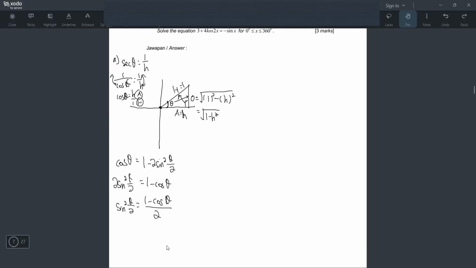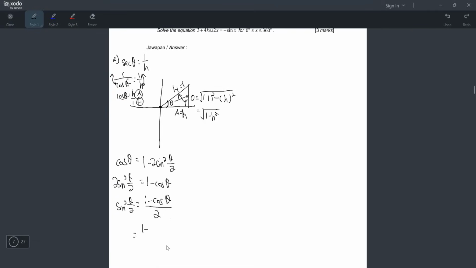So now you can refer to the diagram. Your sine square half angle will be 1 minus cos theta over 2. And for cos theta, you can refer to your diagram, where this is theta, and this is also theta. So you take adjacent divided by hypotenuse, because it's cos. What is the adjacent? H. What is the hypotenuse? 1. So this is H over 1. And you don't have to put negative in front because it's the first quadrant, all positive.